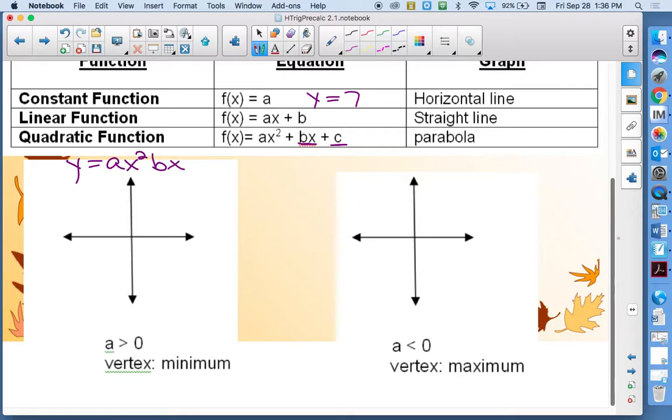Everybody loved parabolas last year, right? That was like the first hard chapter of Algebra 2. Chapter 4 test. Challenging.